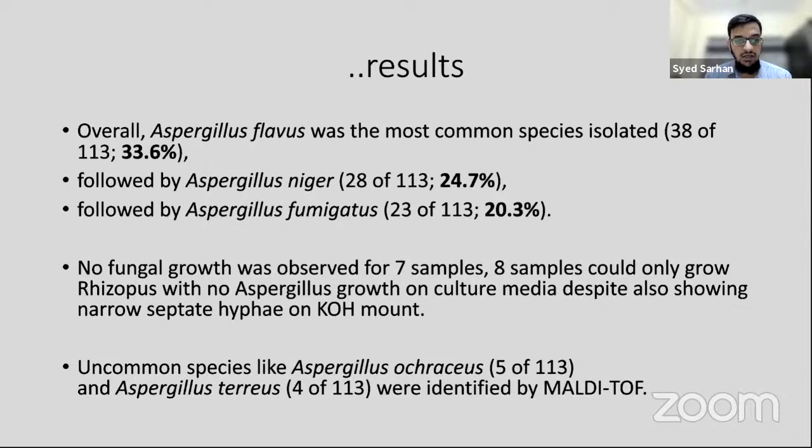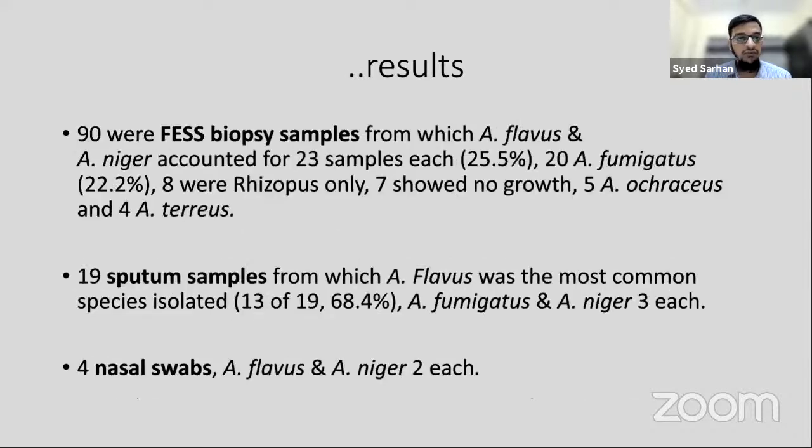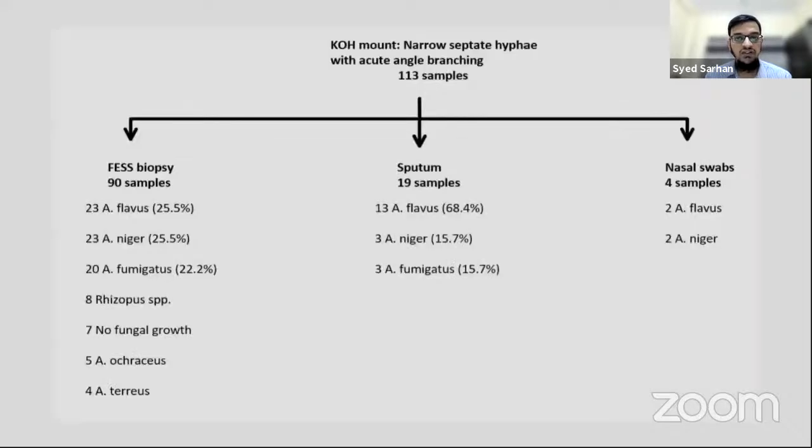Uncommon species like ochraceus and terreus were identified by MALDI. Now, let me break down based on type of sample. 90 were lung biopsy samples, of which flavus and niger both accounted for 25%, fumigatus 22%. 19 were sputum samples, of which flavus was the most common species isolated, 68%. 4 were nasopharyngeal swabs, 2 each of flavus and niger. This is the simplified view of the result.